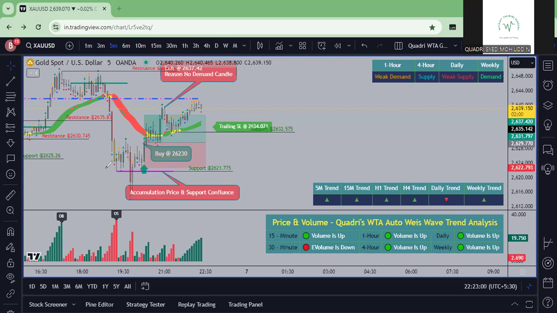This is a demand zone. This is not a demand zone. This is something which we normally call accumulation. Green is distribution, fuchsia or pink is accumulation. This is accumulation. After accumulation, there is a bounce. And on this particular candle, I initiated a buy trade. That is around 2623.0. This is gold.